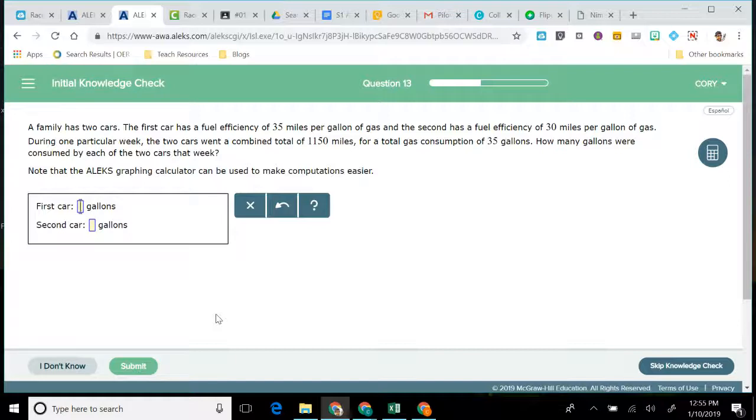And then 30 G for the other one. So one car goes 35 miles per gallon, the other one goes 30 miles per gallon. That's how we get the miles. Okay, the second equation is going to be the number of gallons total. So that's 35, and that's going to equal gallons of the first car plus gallons of the second car. So G1 plus G2. I don't think that's right. Man, I'm tripping right now.